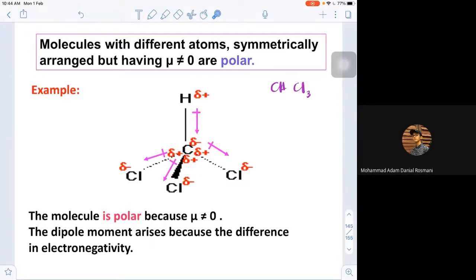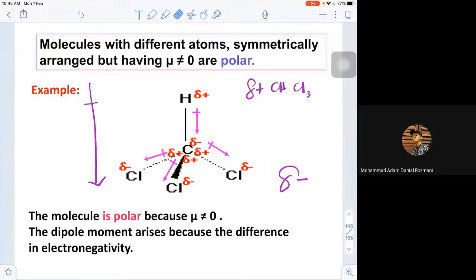So the combination of these three will be downward. And then it is added with this dipole moment, which is also downward. This one combined with this, so we will have a resultant dipole moment for the whole molecule, which is downward. So the molecule is a polar molecule. When the resultant dipole moment is downward, it means the lower part will be the negative pole and the upper part is the positive pole of the molecule. It has two poles, a dipole, so it is a polar molecule.